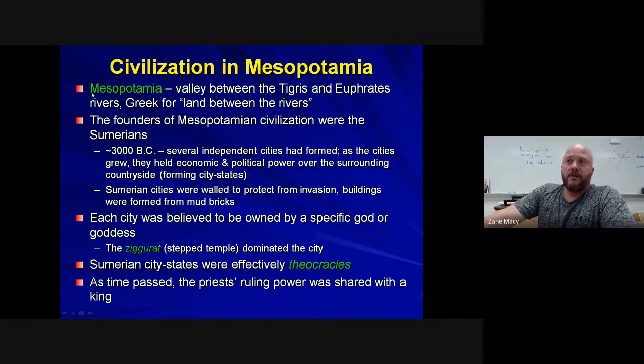Mesopotamia is nestled in most of modern-day Iraq and a little bit of Syria, between the Tigris and Euphrates rivers. They didn't even call it Mesopotamia. Mesopotamia is a Greek word for land between the rivers, the territory between the Tigris and Euphrates.